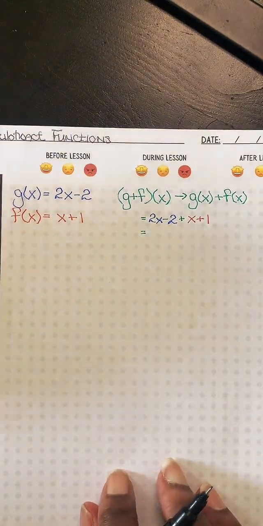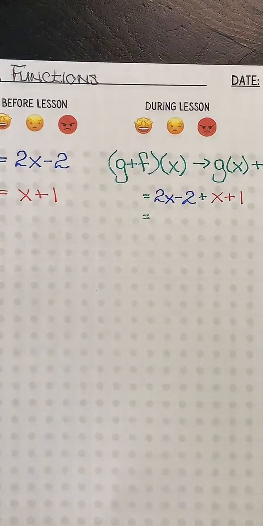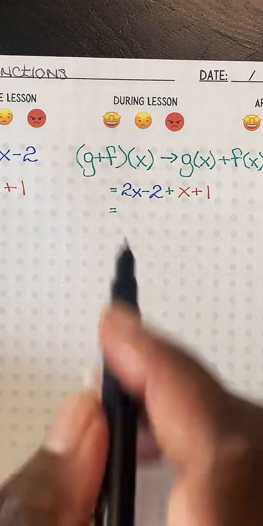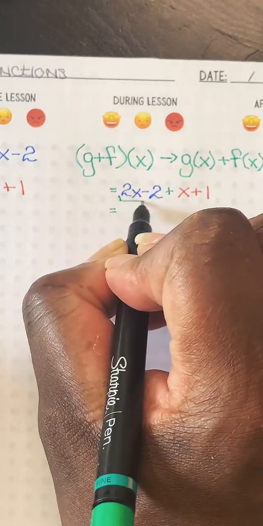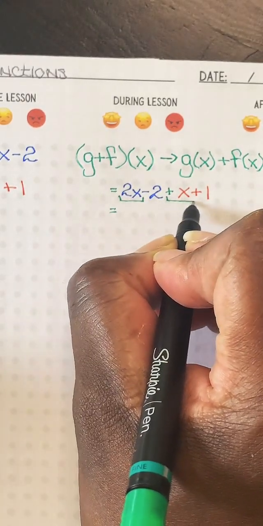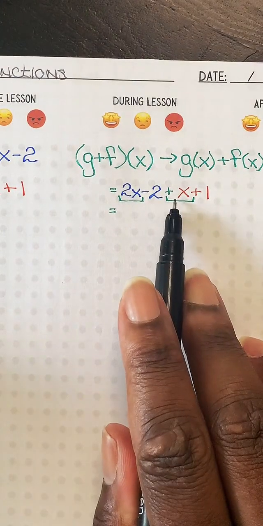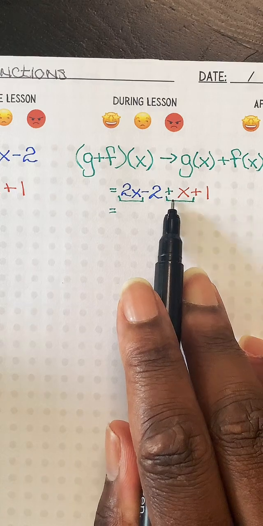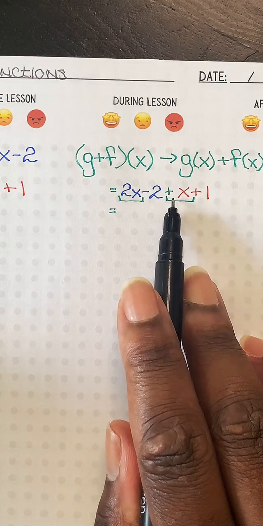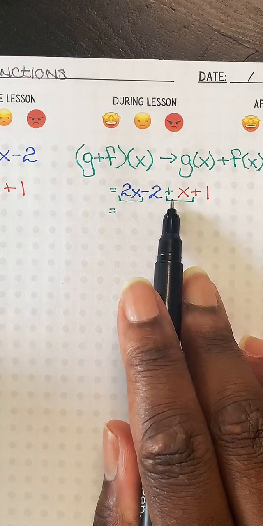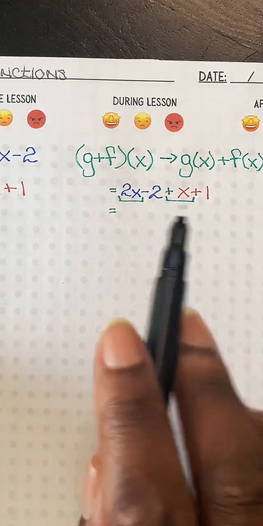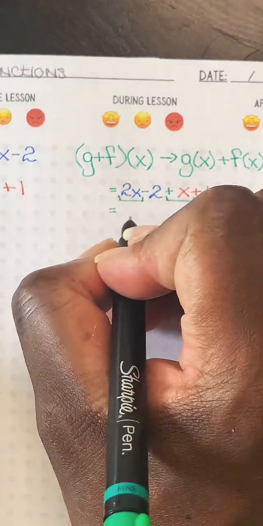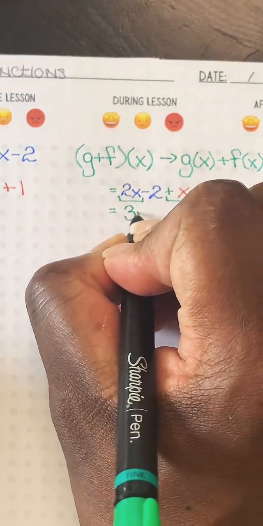From here, all we need to do is combine like terms. When we combine our like terms, we have 2x plus 1x. Remember, if we don't see a number in front of the x, which is called a coefficient, it's assumed to be a 1 in front of the x. So if I have 2 x's here and I add one more x, I have a total of 3 x's.